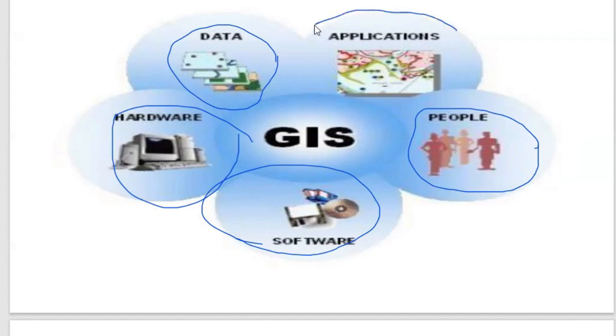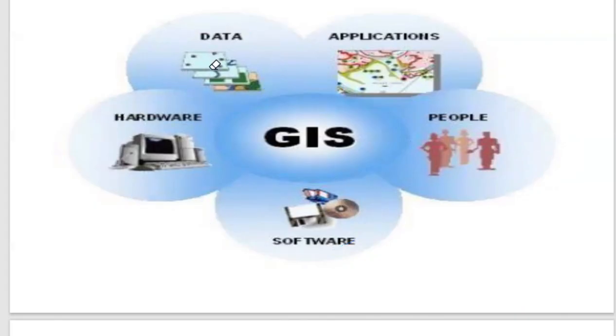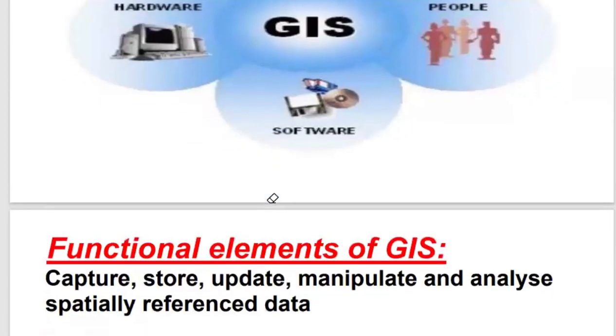Then we have applications, which are also the processes that happen within the GIS process. So basically, that's a summary of GIS and its components as summarized by that illustration that we have just gone through. Right, let's move on.